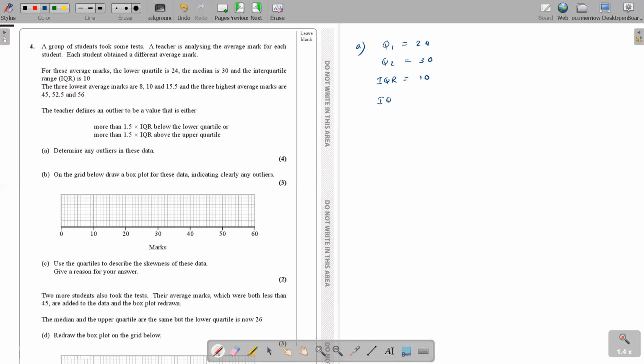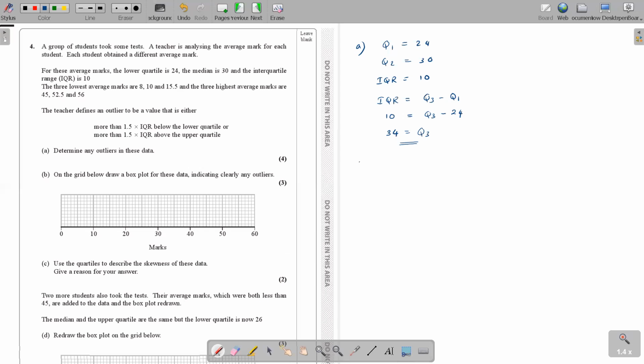So let's write: interquartile range is Q3 minus Q1. Interquartile range is 10, and Q3 should be found. Q1 is 24, which means Q3 is 24 plus 10, which is 34, right? Q3 is 34. Do you agree?